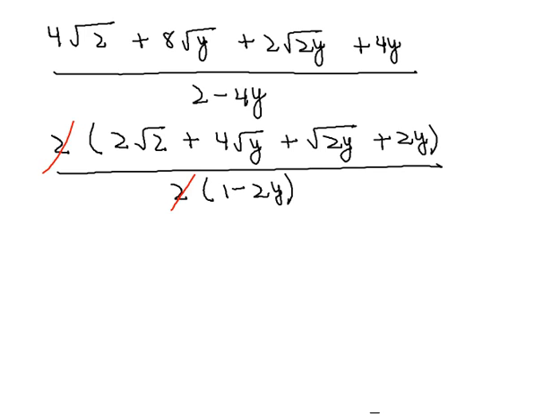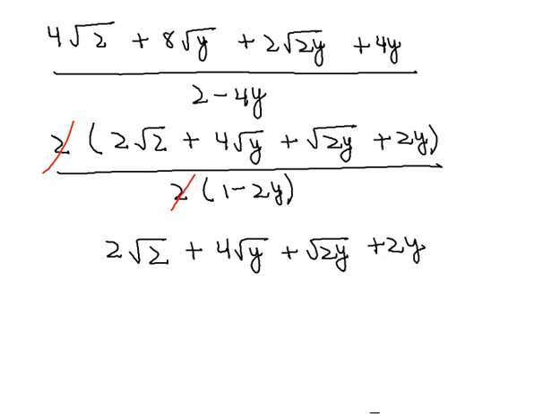So our final answer then will be 2 times the square root of 2 plus 4 times the square root of y plus the square root of 2y plus 2y all over 1 minus 2y. I hope you're confident enough that you could do a problem very similar to this.